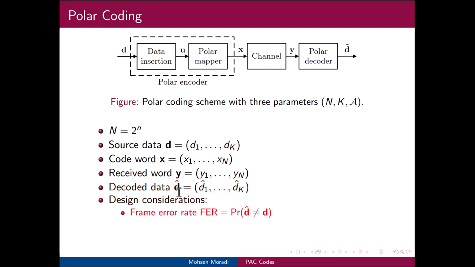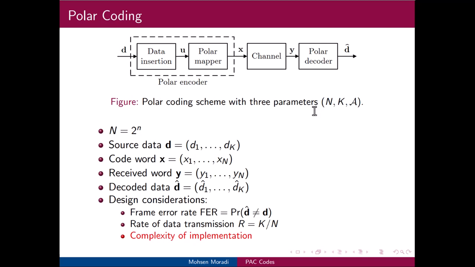What are the design considerations? One important design consideration is the frame error rate, which is the probability of D not equal to D hat. We want to try to make it as small as possible. The rate of data transmission, R, is defined as K over N, and the complexity of implementation matters. Mainly the decoding complexity. We want to find decoders for our polar codes or also PAC codes, where the decoding complexity is almost a linear function of N.